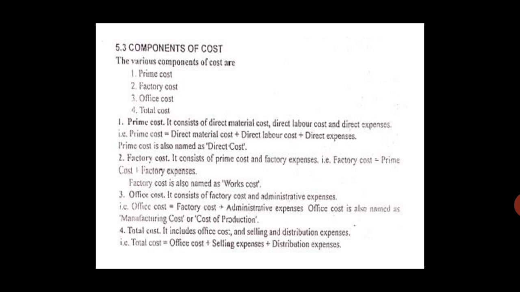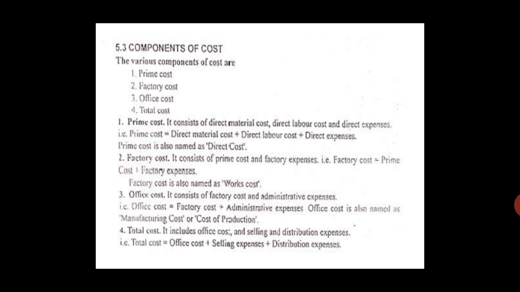So office cost is also known as manufacturing cost or cost of production. This is known as manufacturing cost or cost of production, because we are only dealing with production so far. We are not dealing with sales and distribution. We are dealing only with production. That is known as cost of production or manufacturing cost.